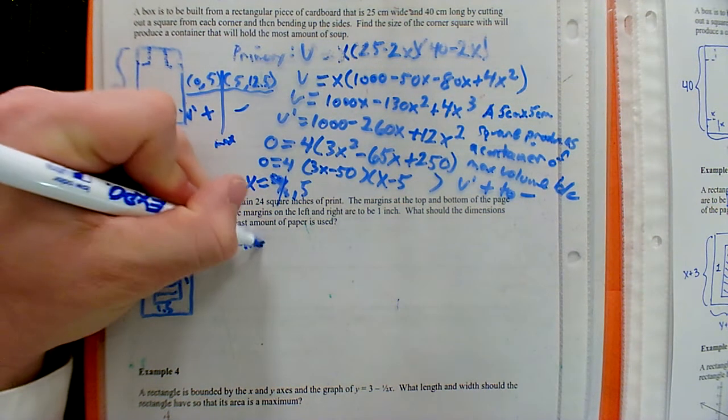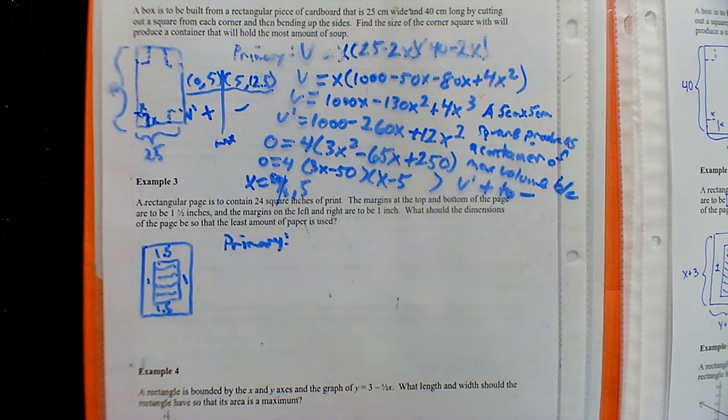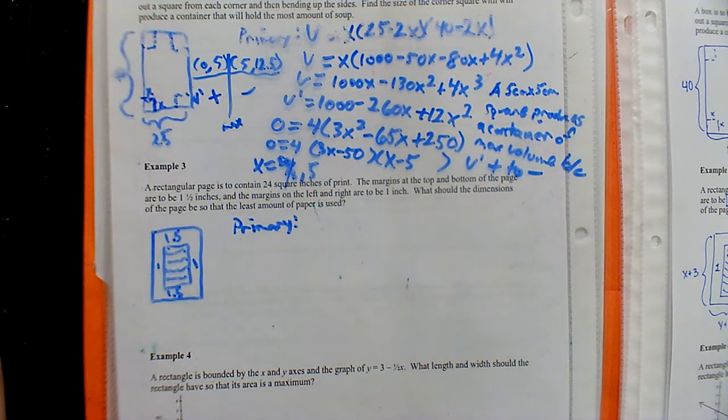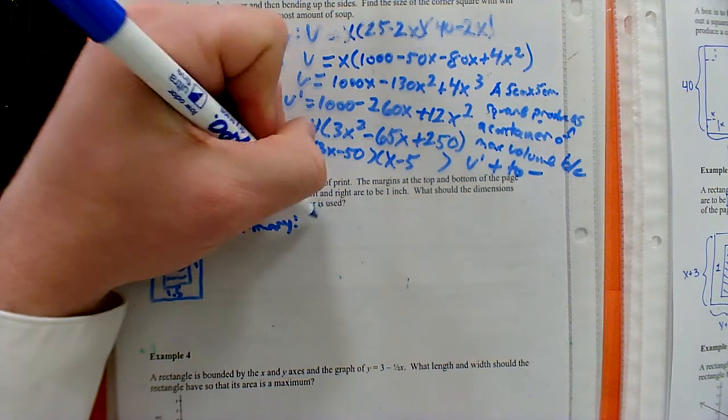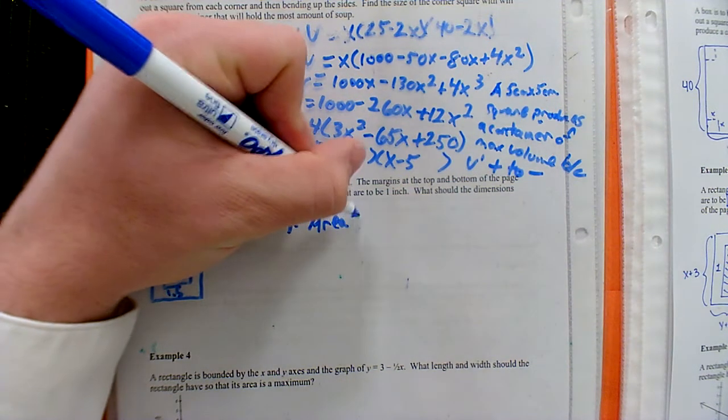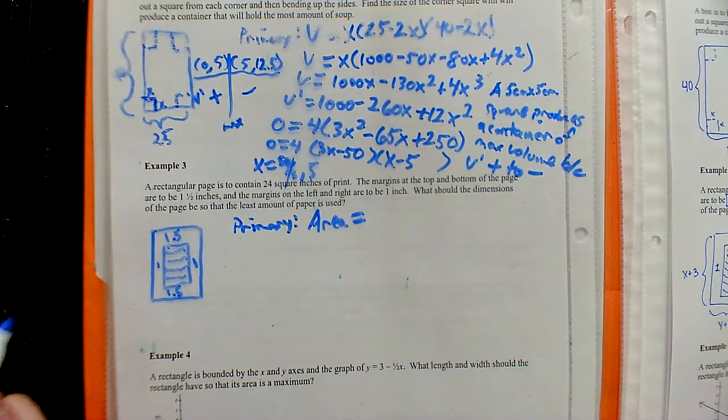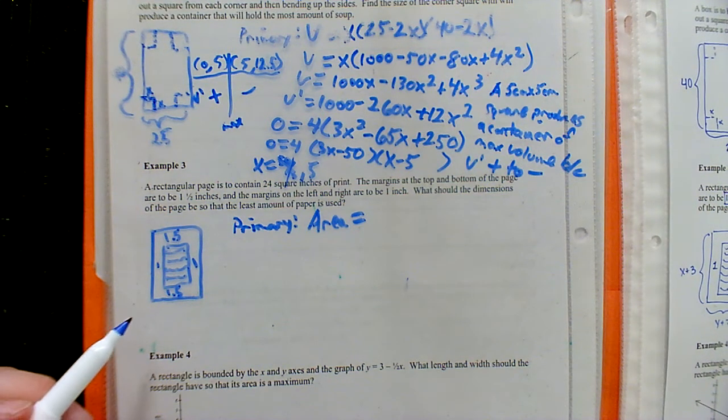So primary equation. What are we trying to maximize or minimize? Area. Specifically the area we're writing on, but yes, area. That's what we're trying to minimize at this point. But let's get some more information from our picture. So that's the basic diagram right there.